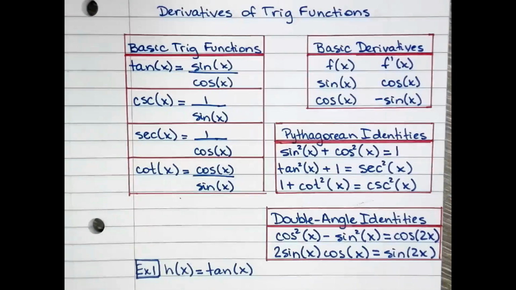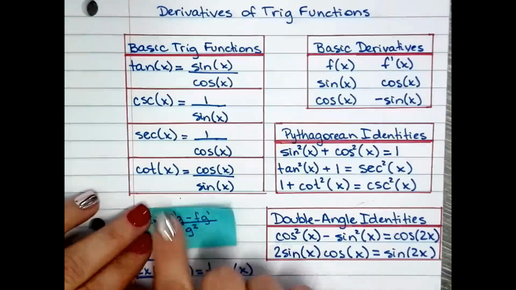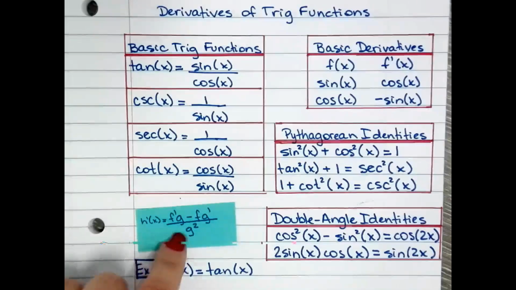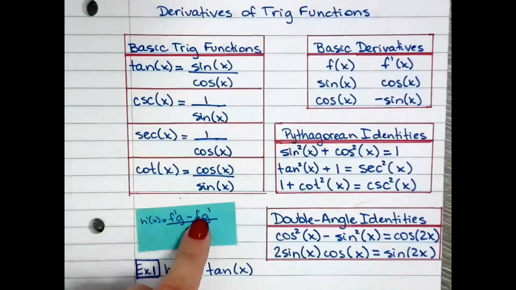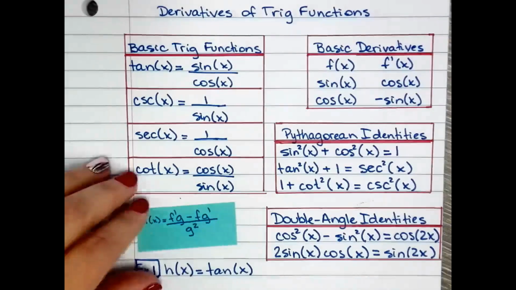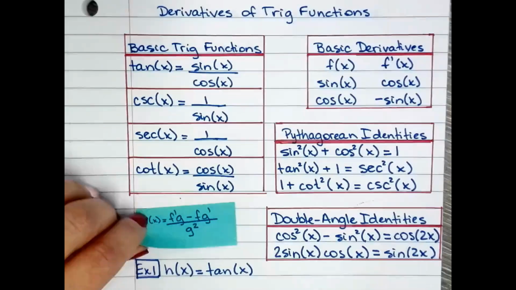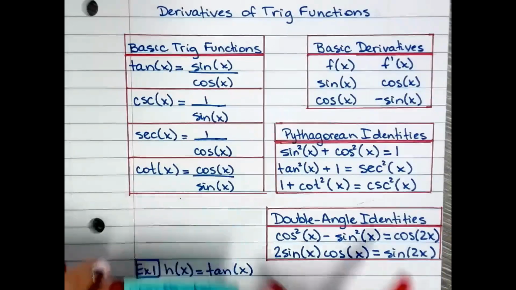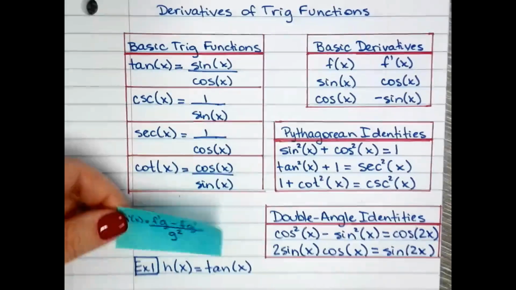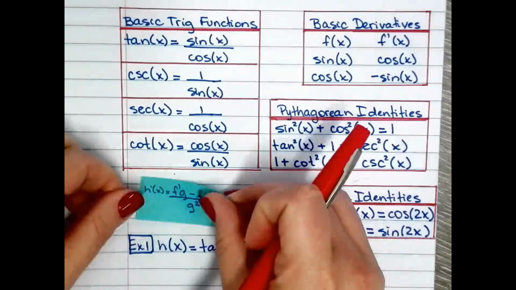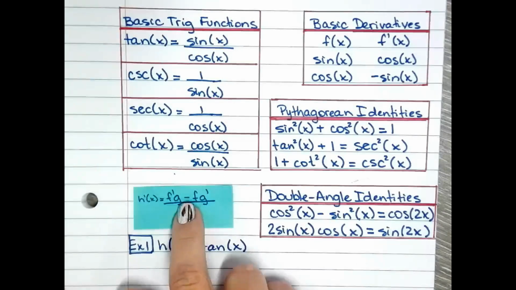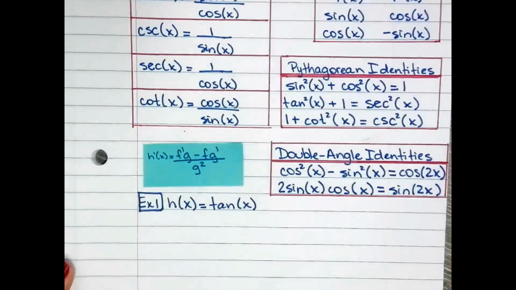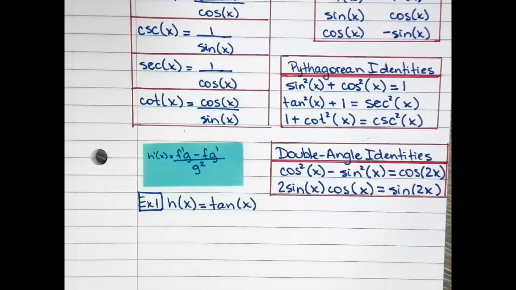Something else I like to always have handy is the quotient rule. This is just f prime g minus f g prime over g squared. That's what I have to tell myself so I can remember every time. I put a sticky note everywhere so I don't forget, because this negative is going to get you. Okay, so here we go.